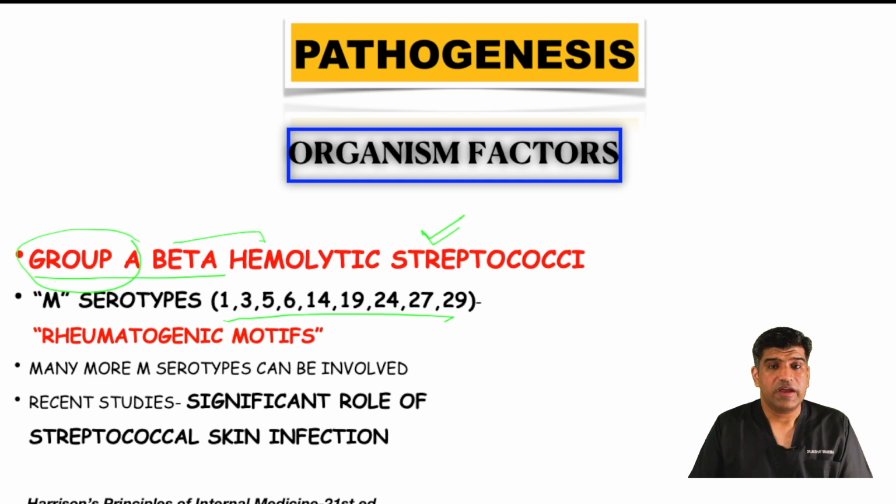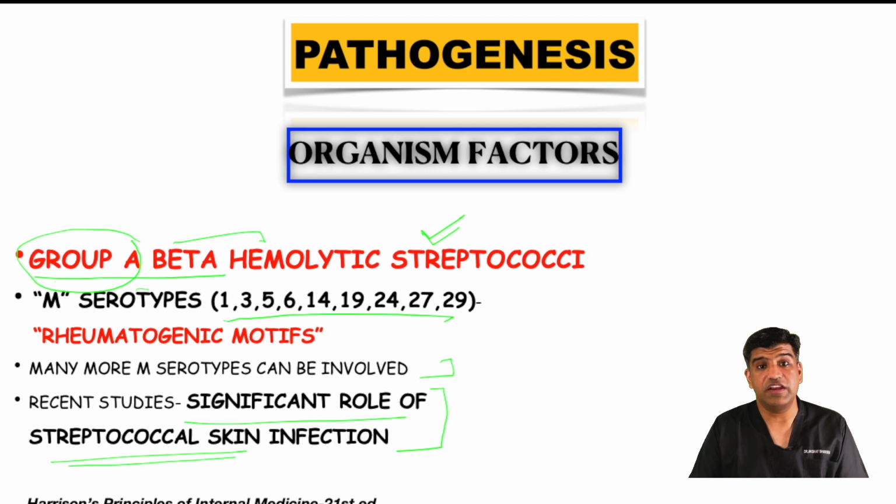Till some time back, it was believed that beta hemolytic streptococcal infection, especially throat infection, causes acute rheumatic fever. But as mentioned in Harrison, the latest edition, the 21st edition, there is a significant role of streptococcal skin infection as well in the causation of acute rheumatic fever, in addition to streptococcal throat infection.